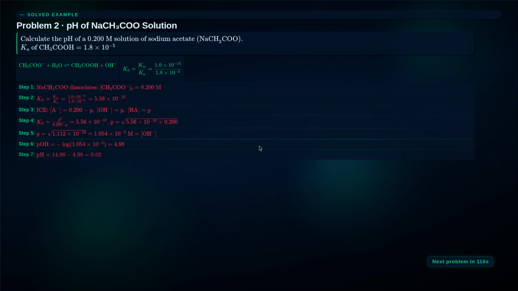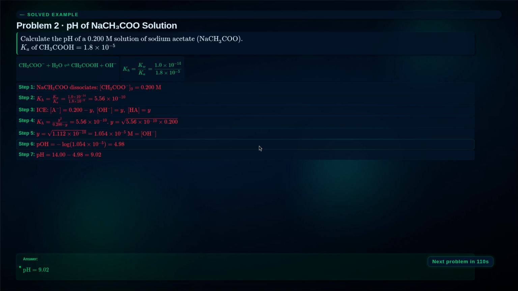Problem 2. Calculate the pH of a 0.200 molar solution of sodium acetate. Ka of acetic acid is 1.8 times 10 to the negative 5. Step 1. Sodium acetate dissociates completely, so the acetate concentration is 0.200 molar. Step 2. KH equals Kw divided by Ka. 1.0 times 10 to the negative 14 divided by 1.8 times 10 to the negative 5 equals 5.56 times 10 to the negative 10. Step 3. Set up the ICE table. Acetate is 0.200 minus y.